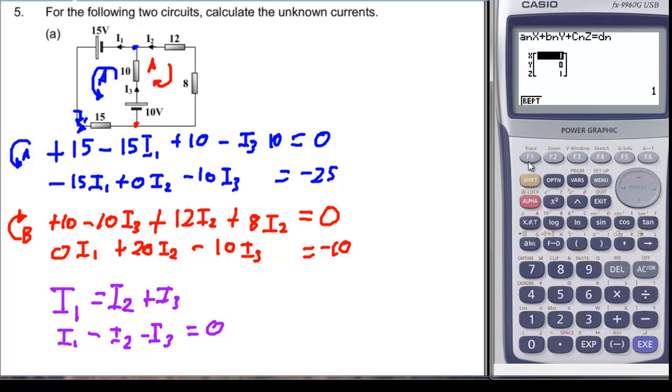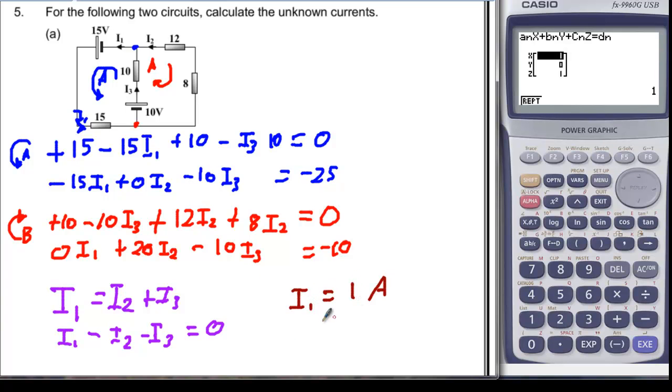We simply click solve, and there we go. So x is our I1, so our final answers end up being I1 equals 1 ampere, I2 doesn't actually exist, I2 equals 0 amperes, and I3 equals 1 ampere. Done.